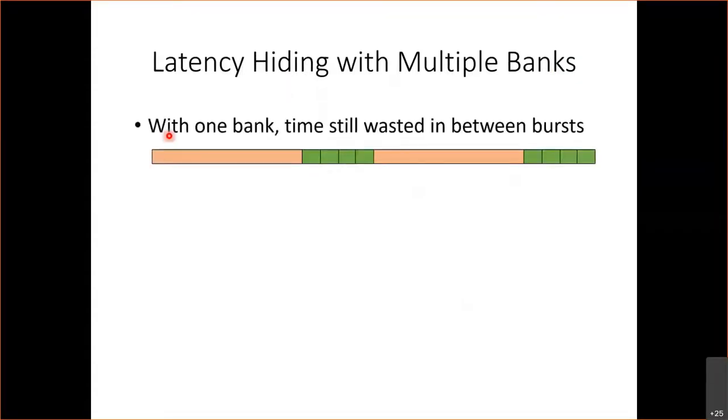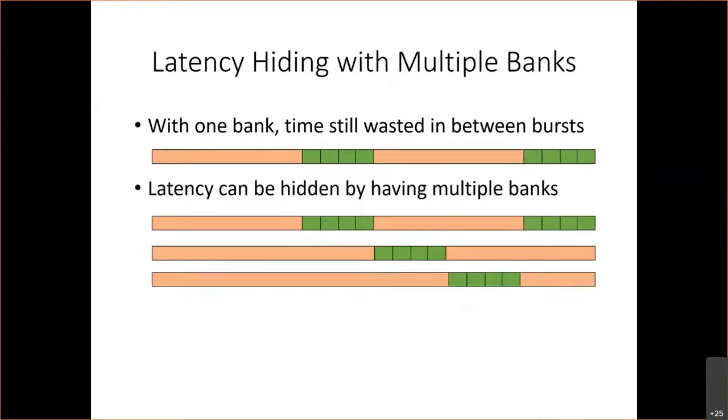If I have one DRAM bank, then even if I fully utilize my burst, there's always a time that I'm waiting for my burst to be read from the DRAM array, and then I have the time that I spend accessing data in that burst. But once I've used all the data in my burst, I still have to go and read the next data in my DRAM array before I can access it from the latch. So even if I fully utilize my DRAM burst, I still waste time waiting for my DRAM array to read the data.